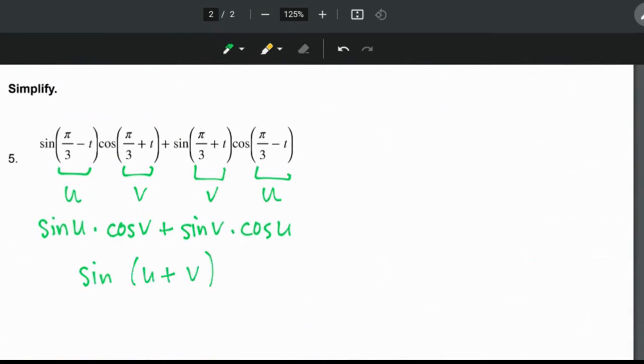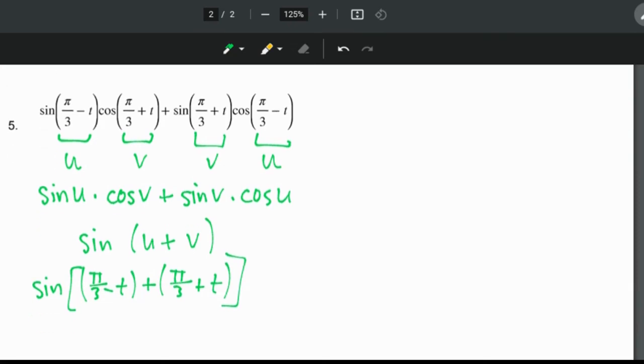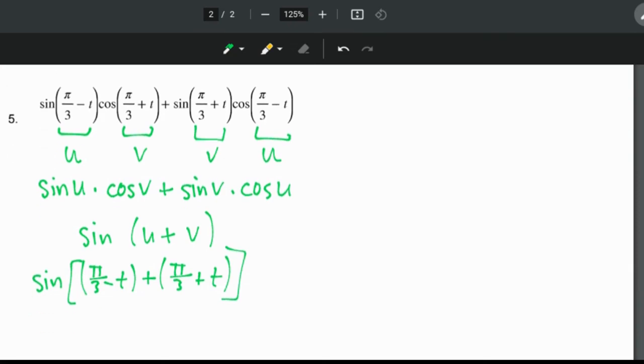All right, now what is the angle u that we've identified? So this is sine of pi over 3 minus t. And what is the v that we have identified? And that's pi over 3 plus t. And so now you can simplify even further. So we have pi over 3 plus pi over 3, that's 2 pi over 3. And then we have a minus t and a plus t that cancels out. So we're just left with sine of 2 pi over 3.